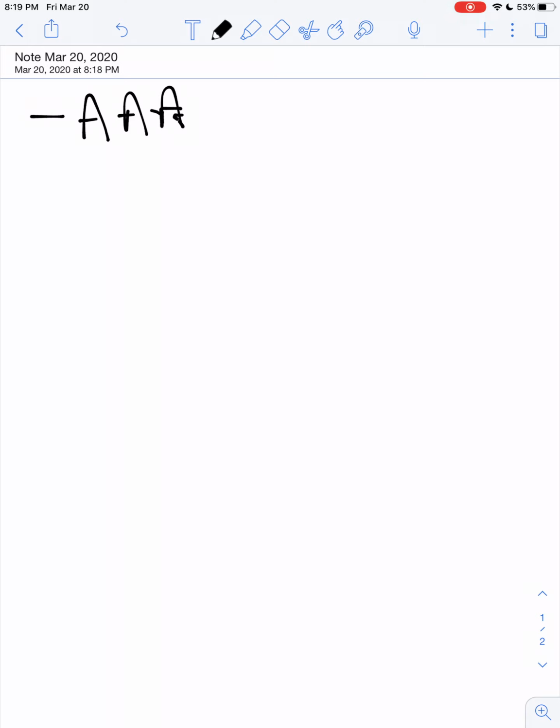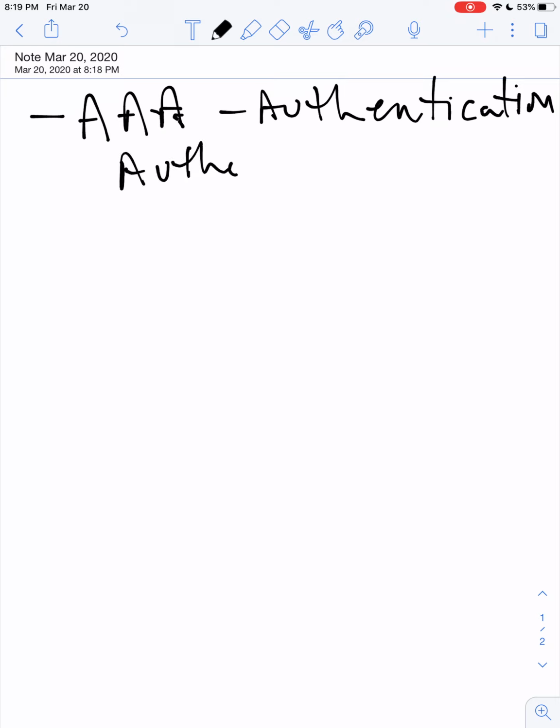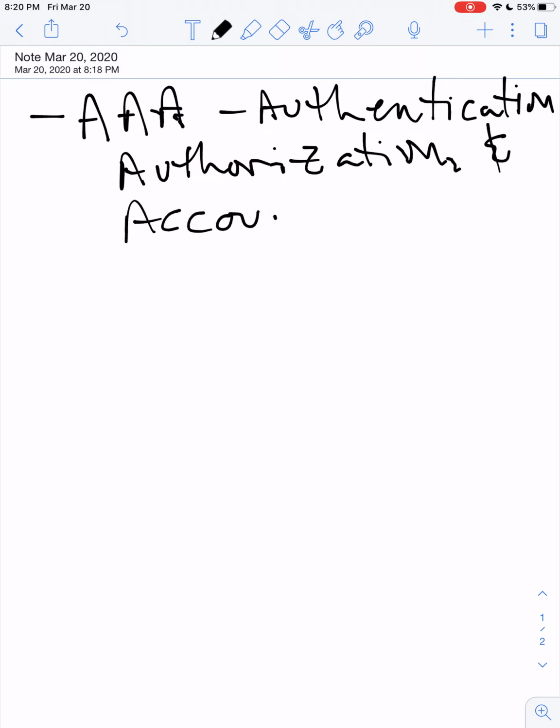AAA actually stands for authentication, authorization, and accounting. Authentication gives the computer the right to access the network.